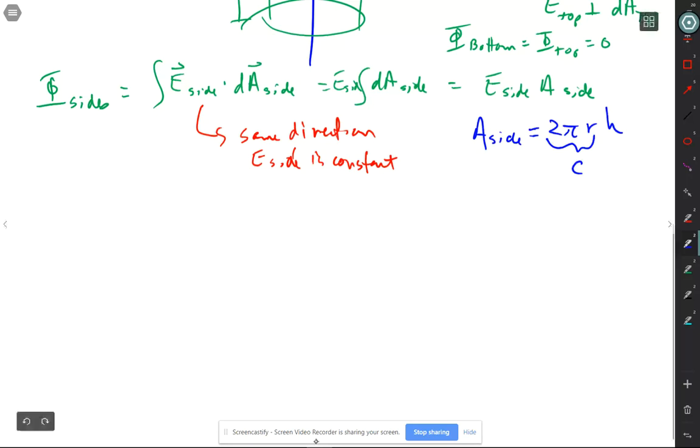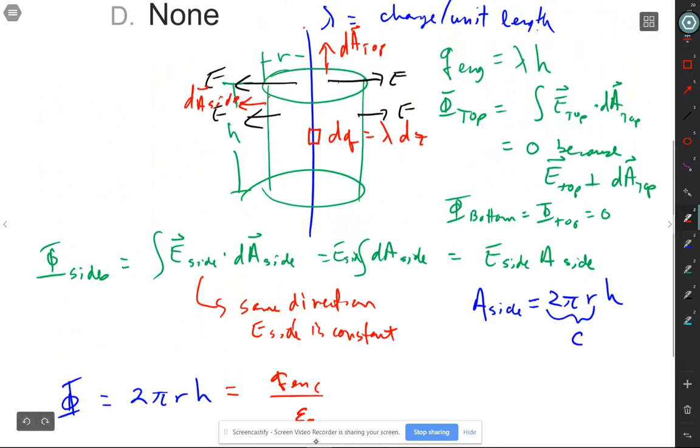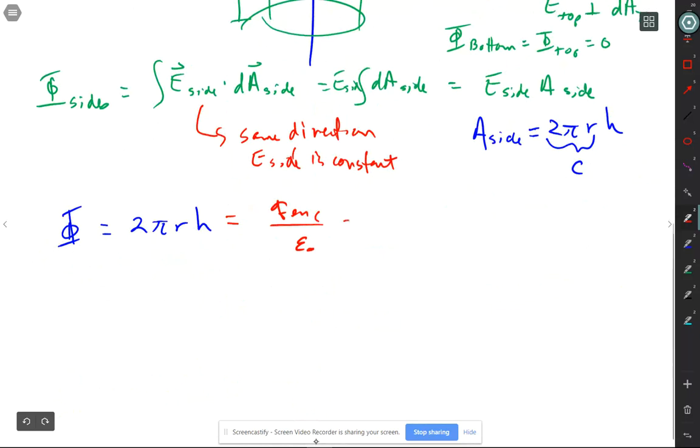And so now I can say the total flux is equal to 2 pi RH. And then, and I'm going to change color for this, according to Gauss's law, the total flux should also equal the charge enclosed over epsilon 0. And so I look at that charge enclosed, we had it right here, lambda times height over epsilon 0. And now I can solve, whoops, what did I forget? I only put the area here. I forgot to put the E. The flux is electric field times area of the side, not just area of the side.